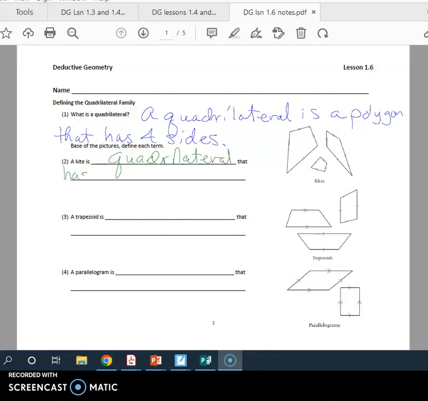Then it has 2 adjacent sets of sides that are equal. But each set is different.